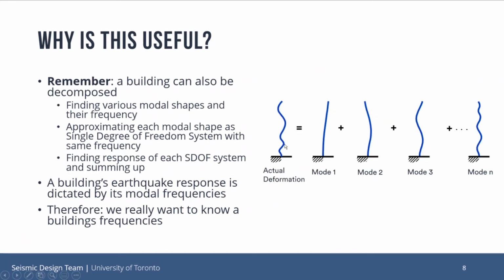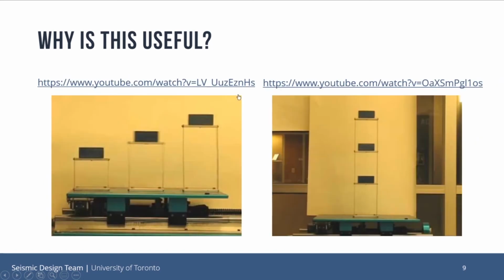So you can see here an example of how a really complicated shape is made up of a bunch of different mode shapes with different multipliers. The first mode is going to be dominant, but the other modes still matter. Here's an example, by the way, of those different mode shapes and what they look like.